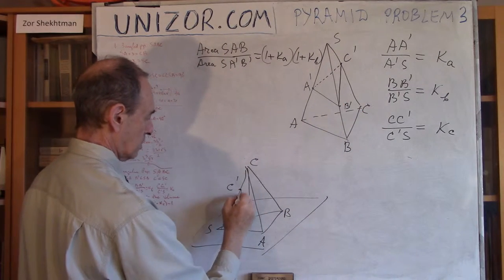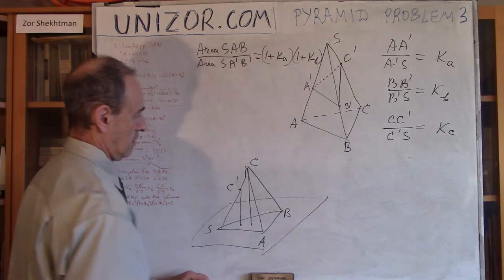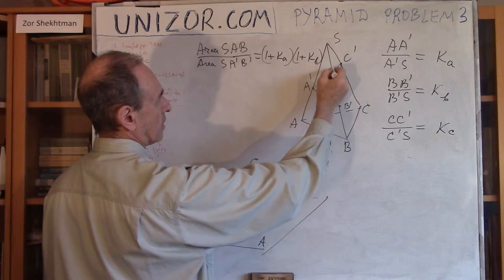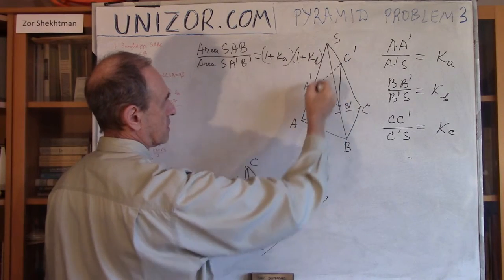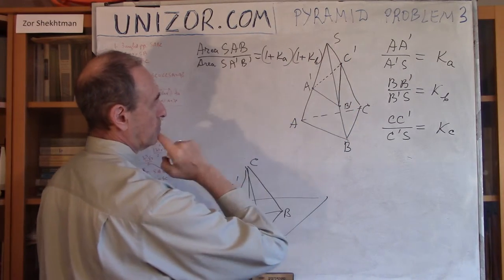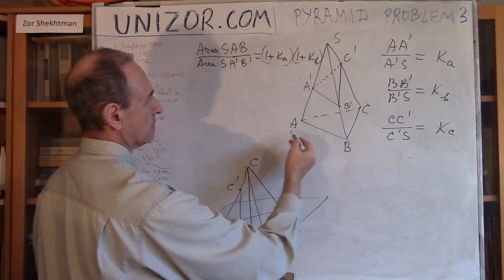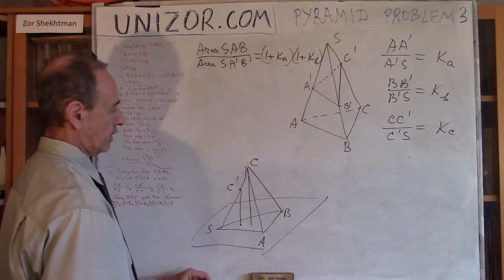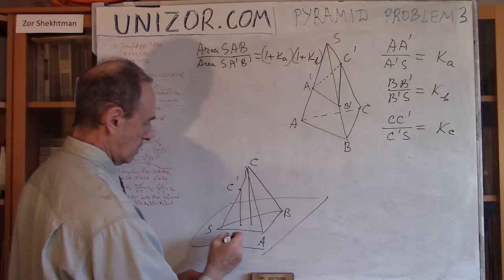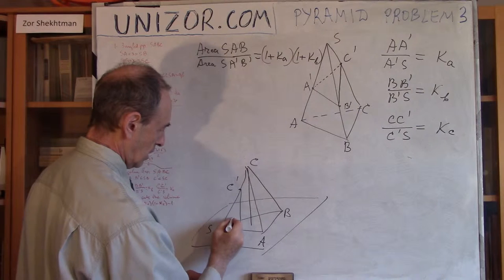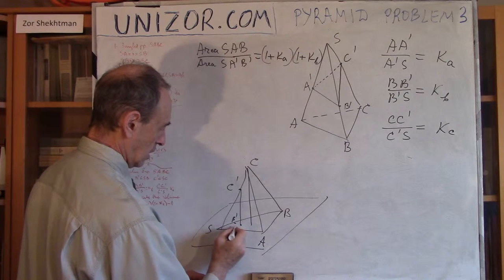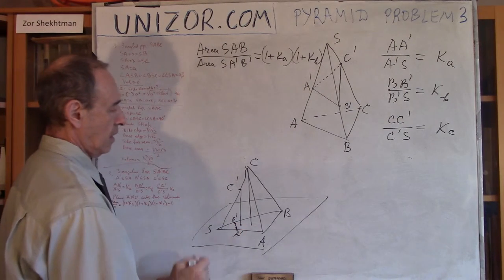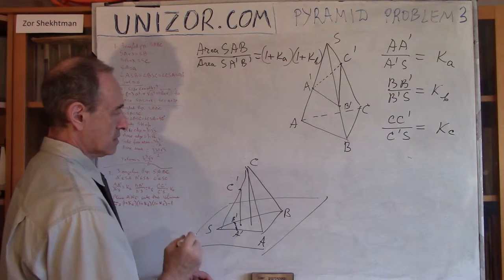And we have dropped here the perpendicular from C prime to this base, which is exactly the same plane. It's still SAB plane, because A prime and B prime are within that plane. So it's the same plane. So somewhere here we have B prime and A prime. Doesn't really matter.